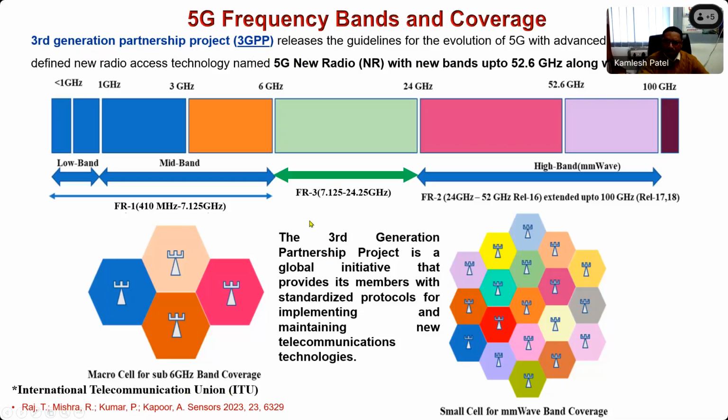In the coming days, we will also have the implementation of 6G technology, which will cover 7.125 to 24.25 gigahertz. So all the mobile towers which we are going to discuss in coming slides will be carrying an operating frequency range in either FR1 or FR2.